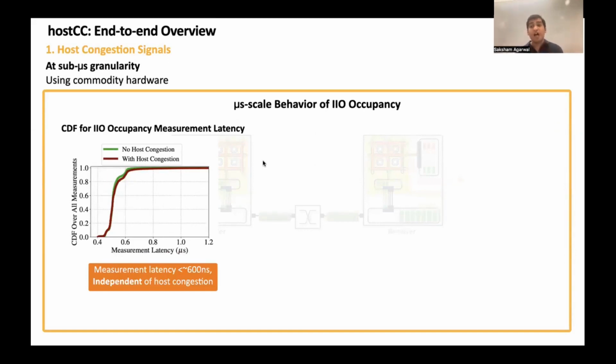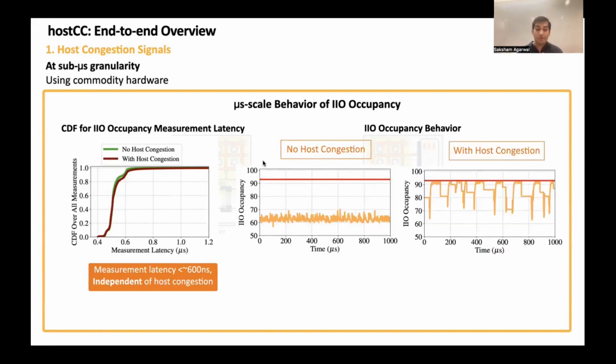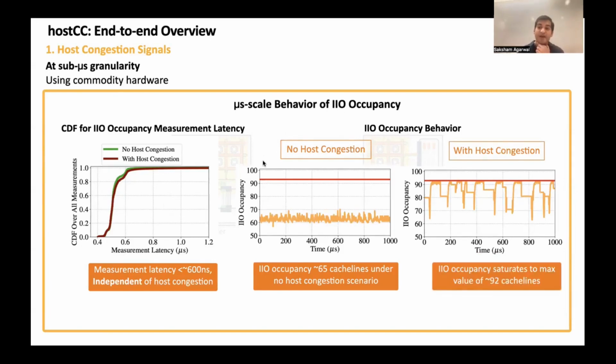And since it was hard to visualize the microsecond scale behavior of IO occupancy on the real-time dashboard, let me quickly also show you the IO occupancy behavior captured for a much smaller time horizon for the same experiments as in the dashboard, over a 1 millisecond time horizon. We can clearly see under no host congestion scenario, the IO occupancy hovers around 65 cache lines. And in the presence of host congestion, it increases at sub-microsecond granularity due to the back pressure until it saturates at a maximum observed value of around 92 cache lines.